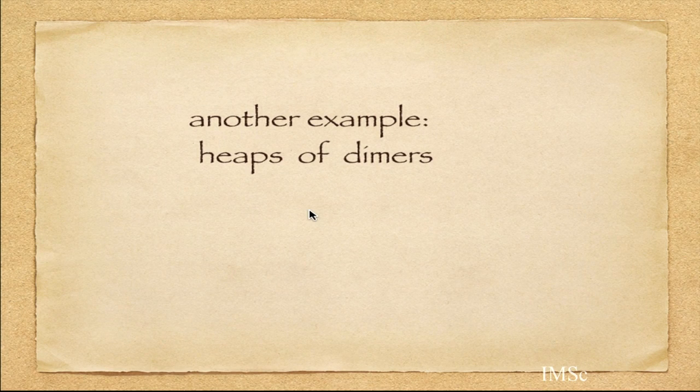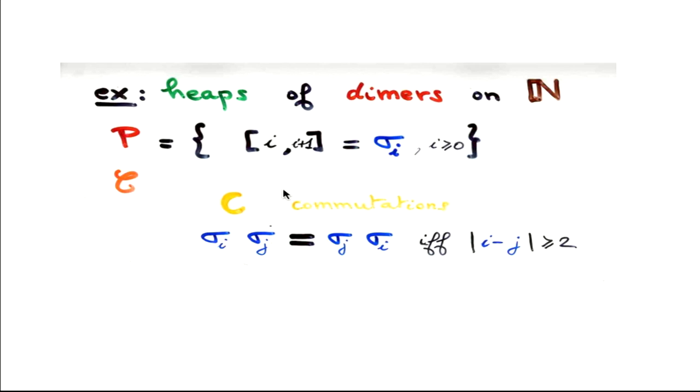Another example with the heaps of dimers. So heaps of dimers will be important in all the classes. It is because if I take the basic pieces dimers, which are 2 consecutive integers, the dependency relation was that 2 dimers are dependent if and only if they intersect. So the complementary means I make 2 dimers commute if and only if, calling sigma i the dimer i, i plus 1, the distance between i and j is bigger or equal to 2. So sigma i does not commute with sigma i plus 1 or sigma i minus 1, but for sigma i and sigma j, if the distance between i and j is bigger than 2, they commute.